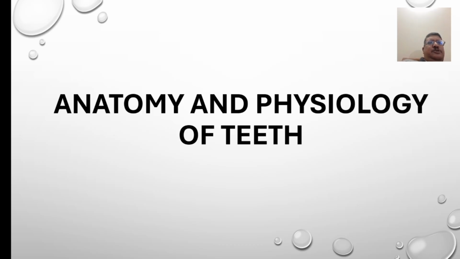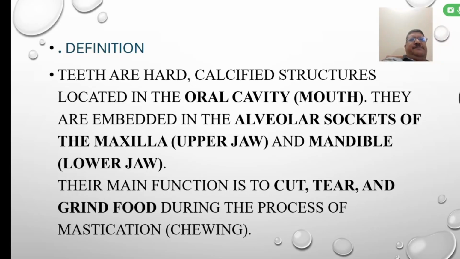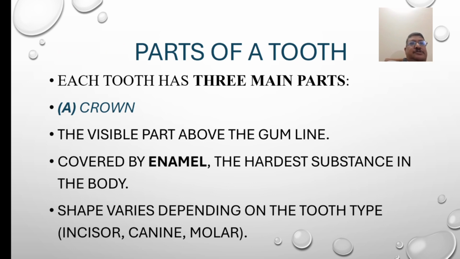Anatomy and physiology of the teeth. Definition: teeth are hard calcified structures located in the oral cavity, the mouth. They are embedded in the alveolar sockets of the maxilla, the upper jaw, and the mandible, the lower jaw. Their main functions are to cut, tear and grind food during mastication, that is chewing.